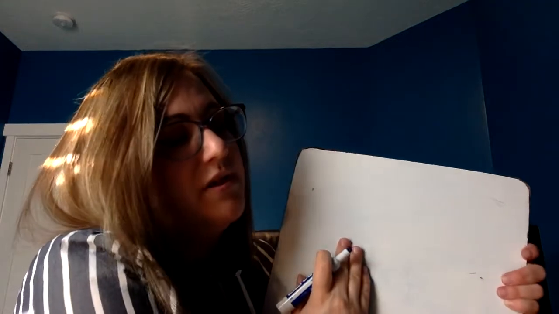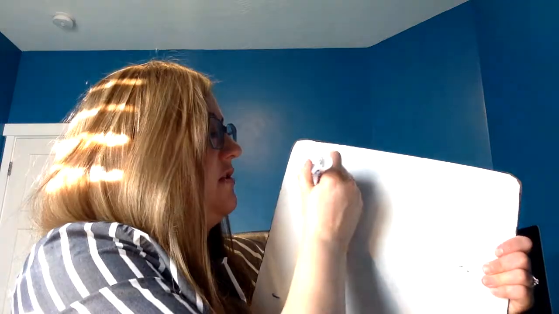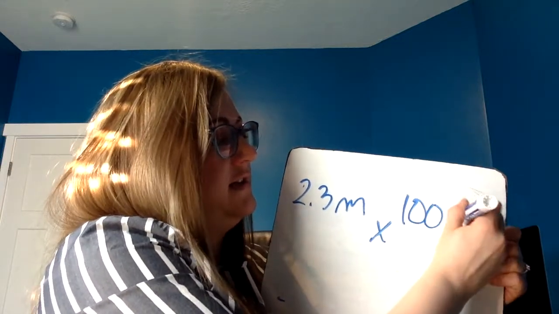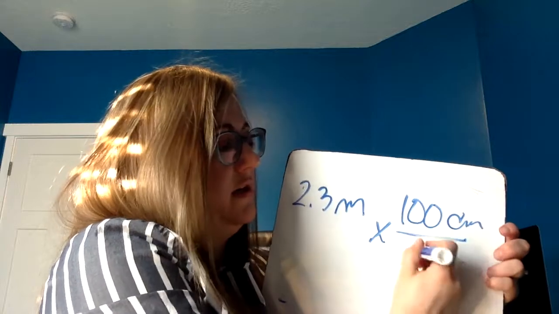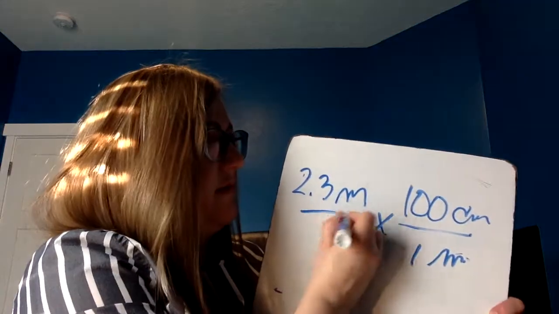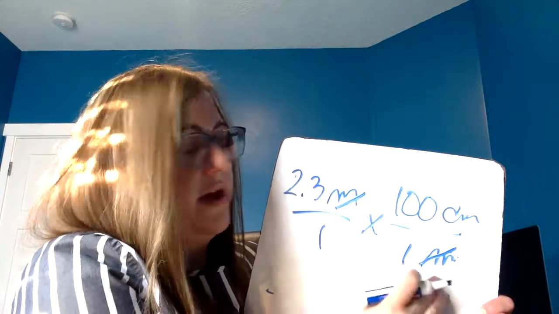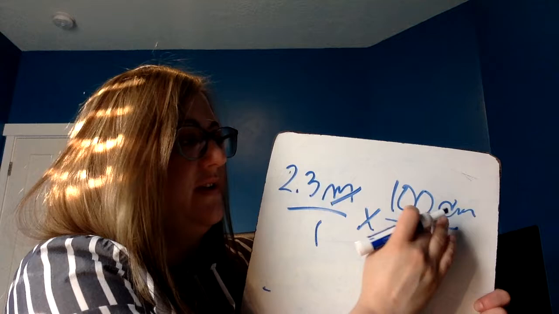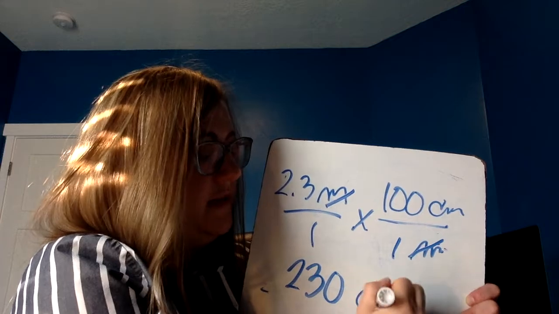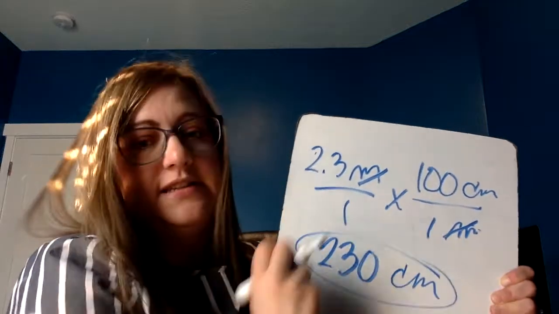Okay, F. Multiply 2 and 3/10 meters by 100 centimeters per meter. Alrighty, we're going to put this over 1, so we have fractions on both sides. We can cross out meters, but not any numbers. So now we're going to do 2 and 3/10 times 100, which gives us 230. Our label is centimeters. 1 times 1 is our denominator, so we're going to leave our answer at 230 centimeters.